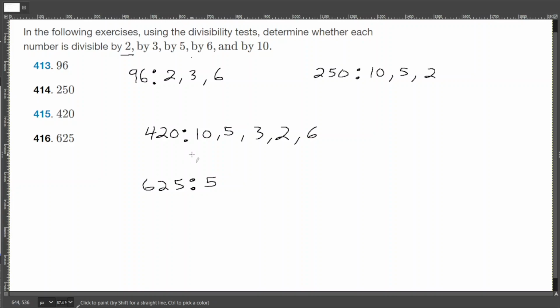This is the divisibility check. If you would like a deeper explanation of it, please let me know.